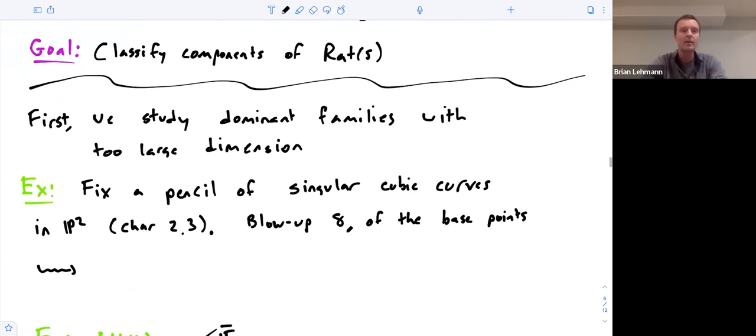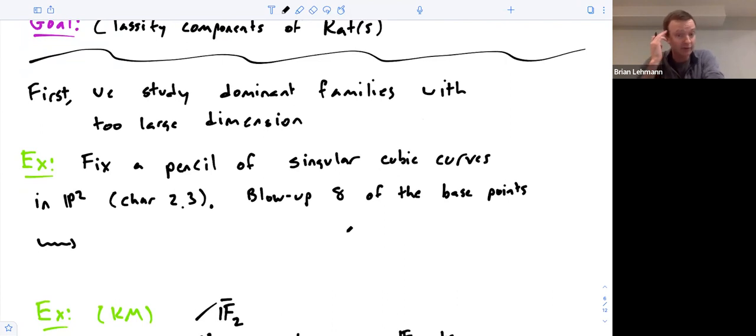Okay. So the first step is to study dominant families of rational curves on del Pezzo surfaces which have too large dimension. So let me give a couple examples of this construction. Maybe the first example to keep in mind is, suppose that we fix a pencil of singular cubic curves in P^2. These are the so-called quasi-elliptic pencils, and they can only happen in characteristics 2 or 3.